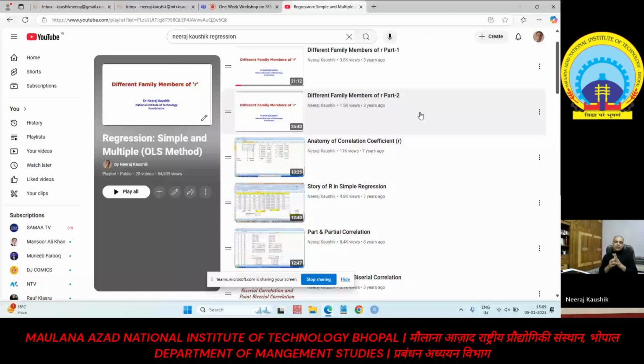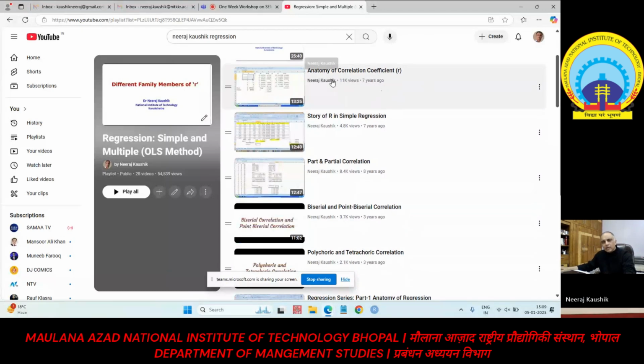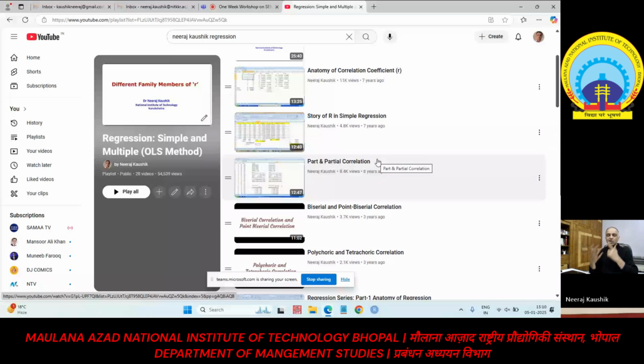So many versions are there of the R. And then there is a R square, EFA. In the morning when you have done EFA, exploratory factor analysis, you must have computed eigenvalue, communality, variance explained, so many things. These are those 25-30 members. Start from here. Anatomy of correlation coefficient, story of R, this I discussed with you now. Part and partial correlation, these 3 videos you should watch. You should get a basic idea about why we do those sort of meaningless computations. What is the rationale behind it?